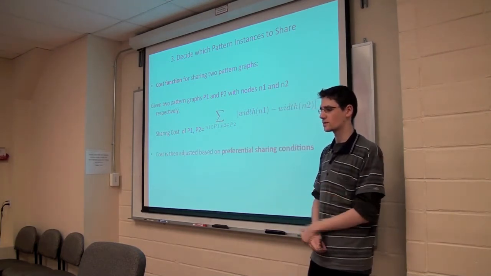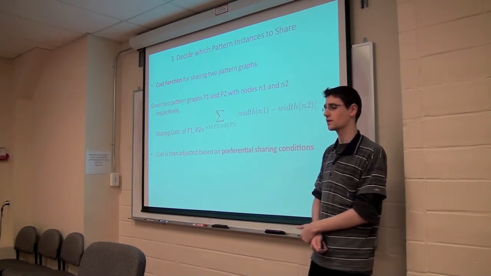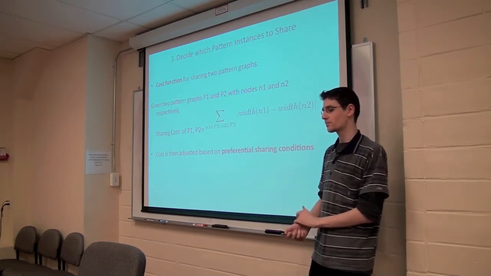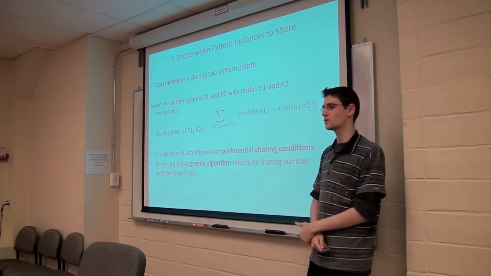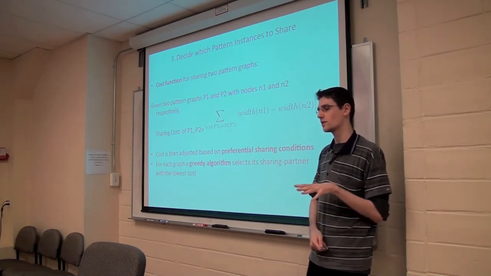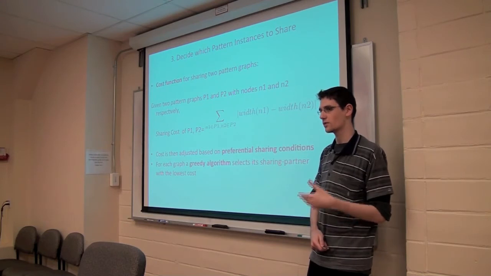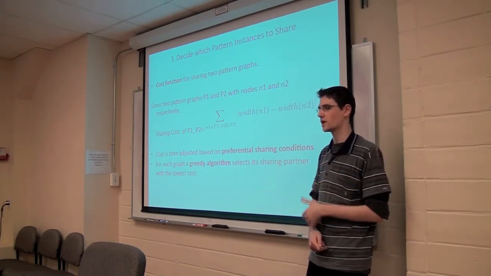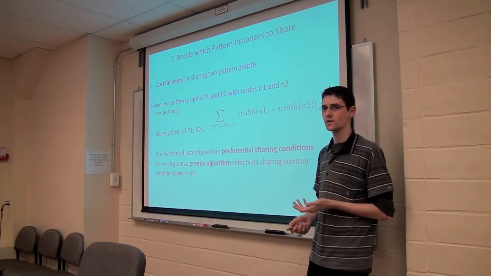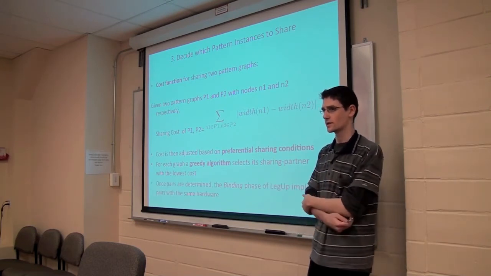So that's our cost function for sharing 2 graphs. We then adjust this based on certain preferential sharing conditions. I'll give an example on the next slide. And then finally, given this cost function, we use a greedy algorithm which, given a graph, picks its potential sharing candidate with the lowest cost. And in this way, we do this iteratively and pair up all the graphs. And once we have these pairs, then we implement them using the same hardware.